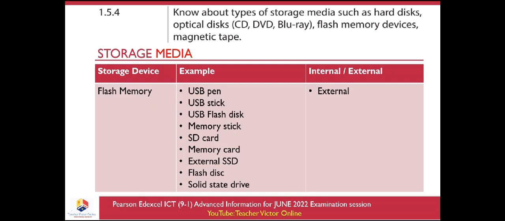And the flash memory. Examples of flash memory we have USB pen, USB stick, USB flash disk, memory stick, SD card, memory card, external SSD, flash disk, and a solid state drive. And all these are external media.